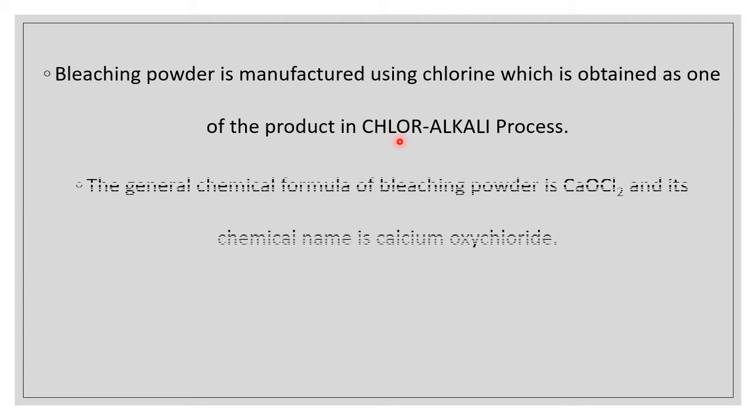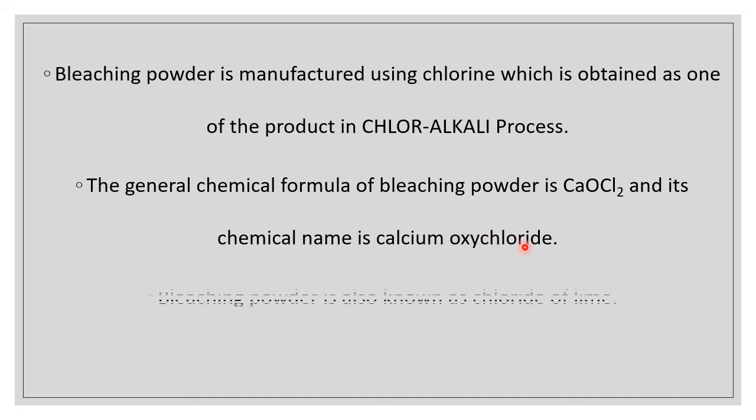How? Let us see. The general chemical formula of bleaching powder, as I already told, is CaOCl2, and its chemical name is calcium oxychloride. Bleaching powder is also known as chloride of lime. So chloride of calcium is CaCl2. Chloride of lime is Cl2 with CaO. What is lime? Lime is CaO. So chloride of lime is CaOCl2, that is calcium oxychloride, popularly known as bleaching powder.